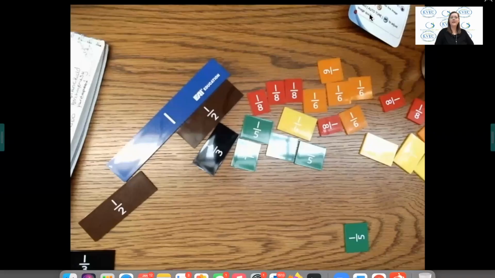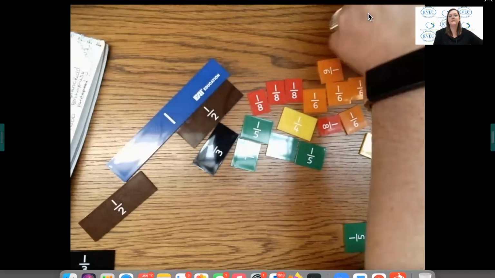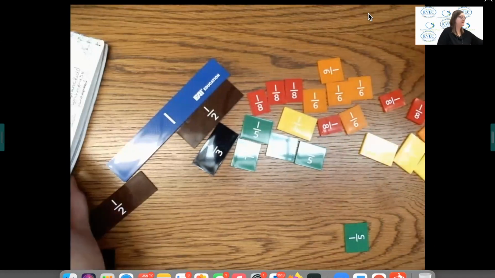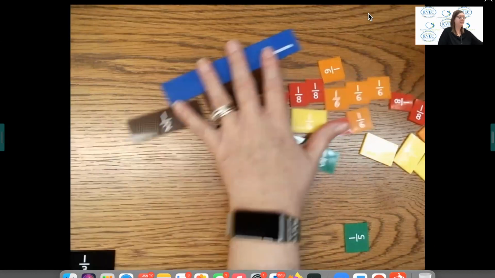I would like today to talk about using the CSA model, which is concrete, semi-concrete, and abstract, to teach fractions. So let's get started. One of the things I really wanted to talk about today is how we use different models to demonstrate fractions. One of the things that I love to use in this case is our fraction strips.